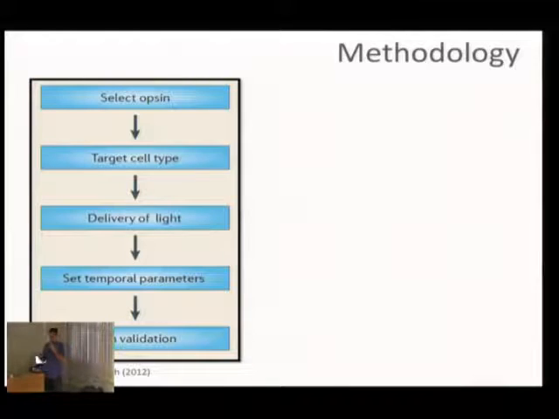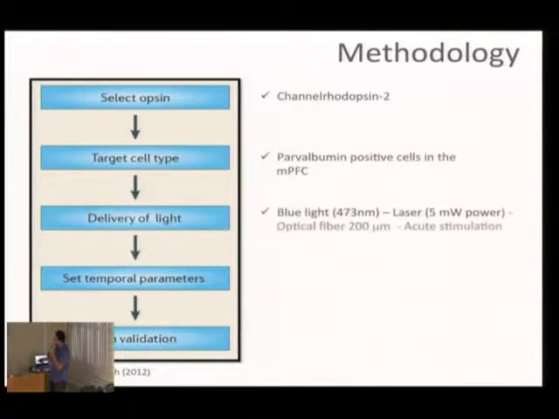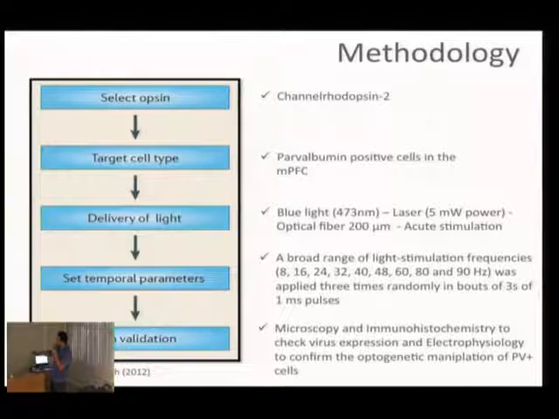For this, it's important to mention that I was doing a training in optogenetics. At that time, I knew nothing about optogenetics, so I had to follow these steps. First, it's important to select the correct opsin, and we chose channelrhodopsin. This is not actually the best alternative, but it was the first we had.